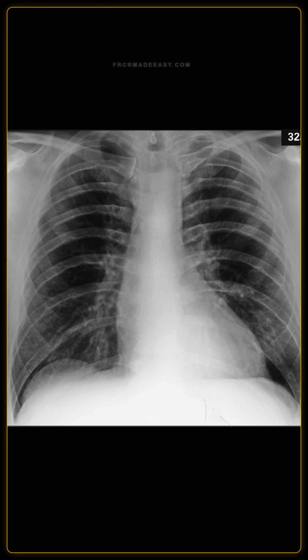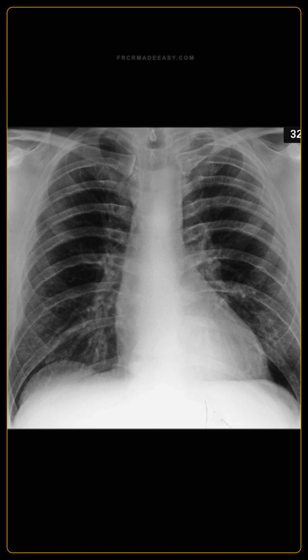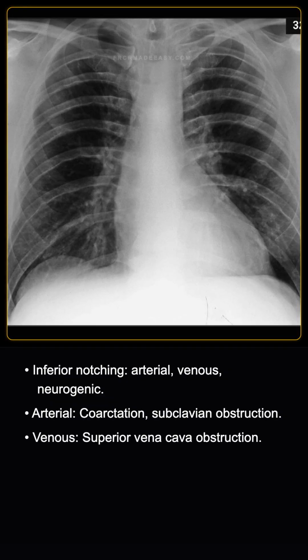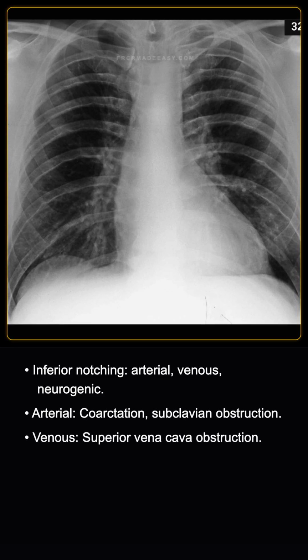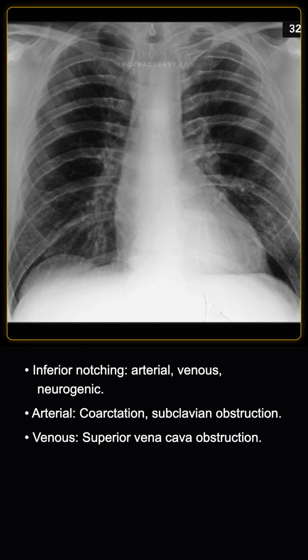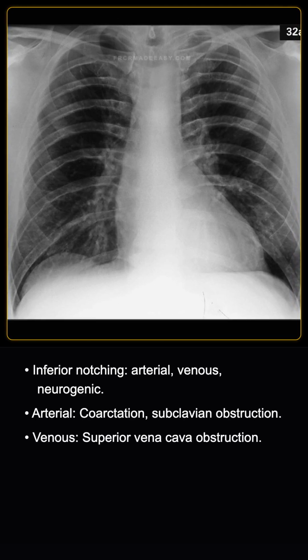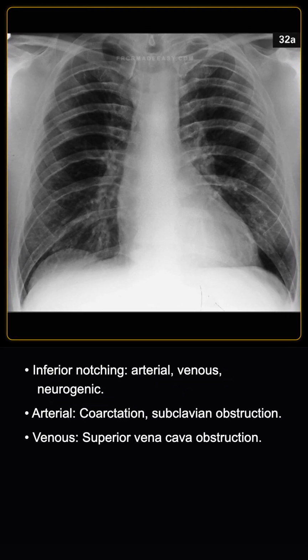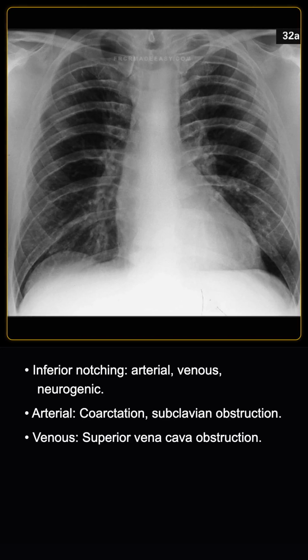What are the causes of inferior rib notching? Inferior rib notching is typically arterial, venous, or neurogenic. Arterial causes include coarctation of the aorta or subclavian obstruction after a Blalock-Taussig shunt. Venous causes include superior vena cava obstruction. Neurogenic causes include neurofibromatosis. Arteriovenous malformations are another differential.